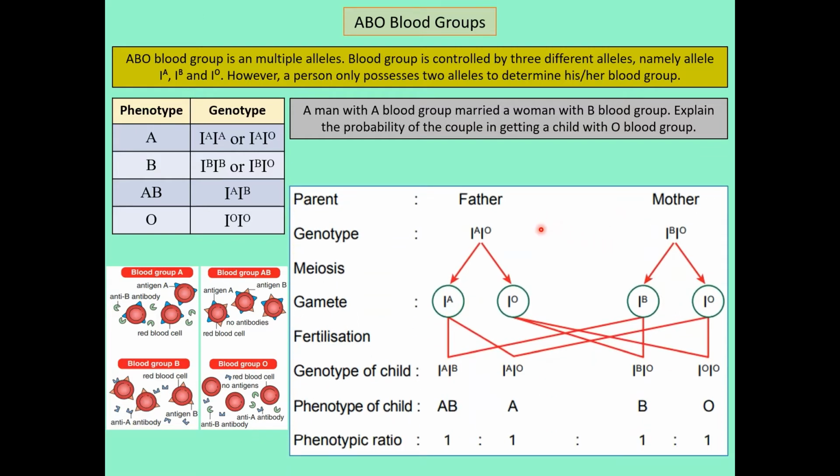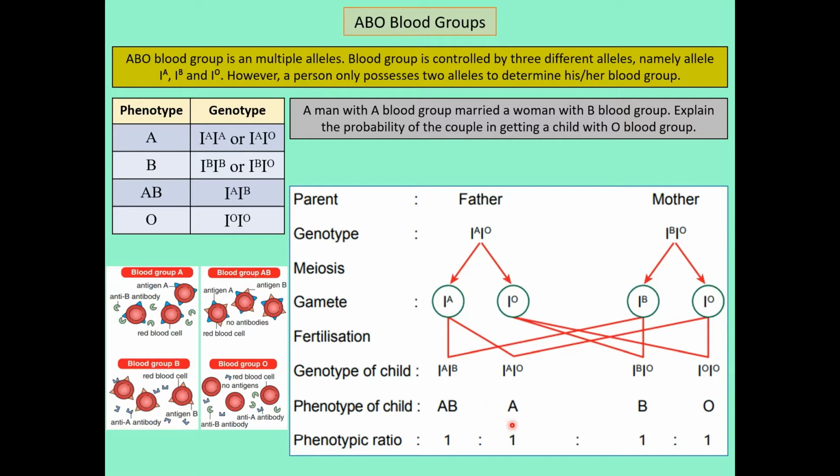So the father is heterozygous A blood group and the mother has heterozygous B blood group. So this is the meiosis process and these are the gametes IA, IO, IB and IO. So this is the fertilization process, when the allele IA crosses with the allele IB, this one is AB blood group, and this one is heterozygous A with one recessive allele O.